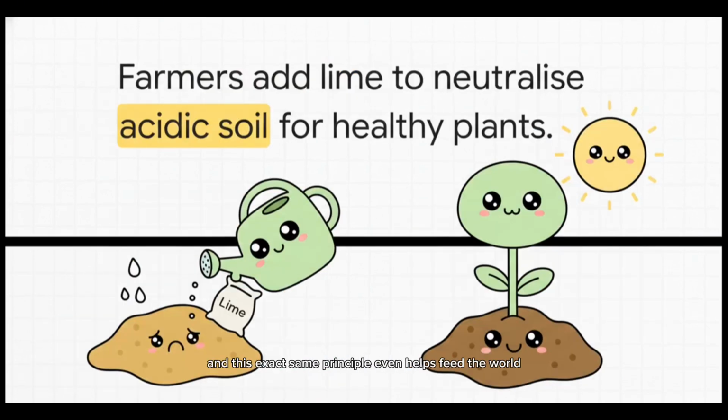Pretty cool, right? And this exact same principle even helps feed the world through agriculture. Sometimes farmland soil becomes way too acidic for crops to survive and grow healthfully. A farmer can't just plant seeds and hope for the best. Instead, they apply lime to their fields. Lime is a highly alkaline substance, so when it mixes with the damp soil, it neutralizes the excess acidity, perfectly balancing the pH of the earth and creating the ideal, healthy conditions for plants to thrive.